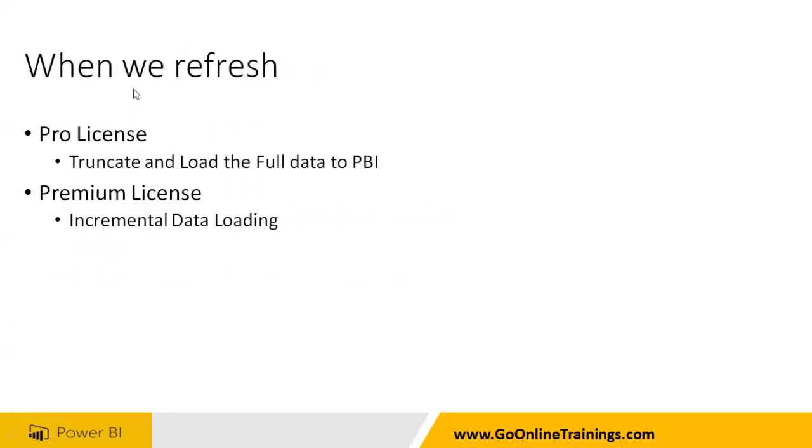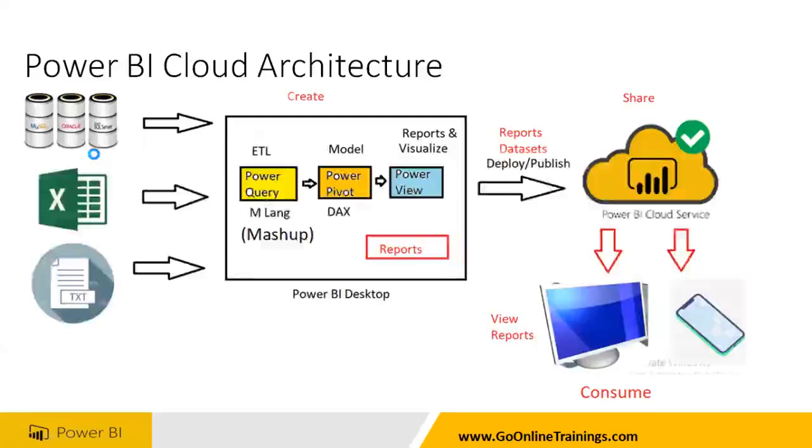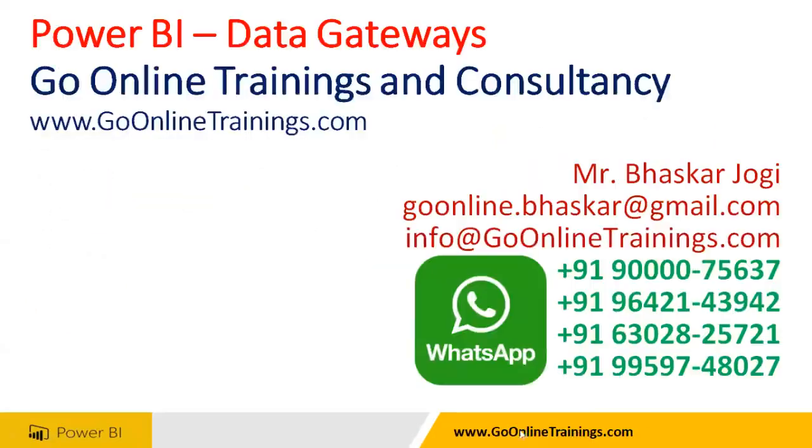When we refresh in Pro license, it truncates and loads the full data to Power BI. Premium license is going to perform incremental refresh. Whatever data got modified, only that data will come. But in the Pro license, all the data will be deleted and again all the data will be loaded. So this will be a bit slow. So these are the questions. These are the topics. We completed data gateway.